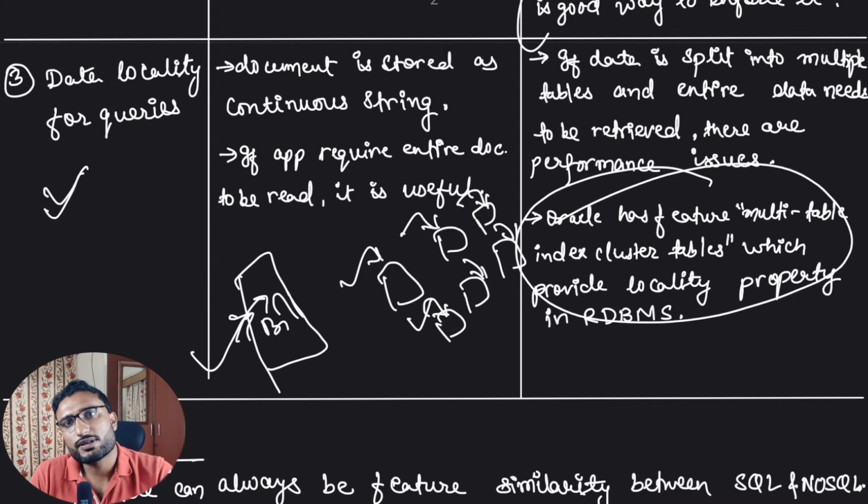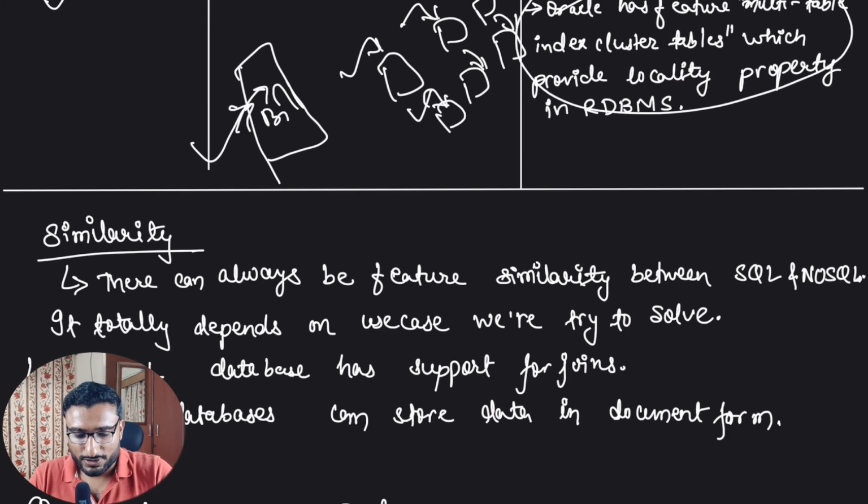It is also available in, I think there is one database provided by Google, I don't remember the name, but there are solutions. There could be some bottlenecks in creating certain kinds of databases, so there are some solutions in place as well. That's what we have specified in the similarity, that there can always be a feature similarity between SQL and NoSQL. It totally depends on the use case we are trying to solve, and on the database we are choosing.